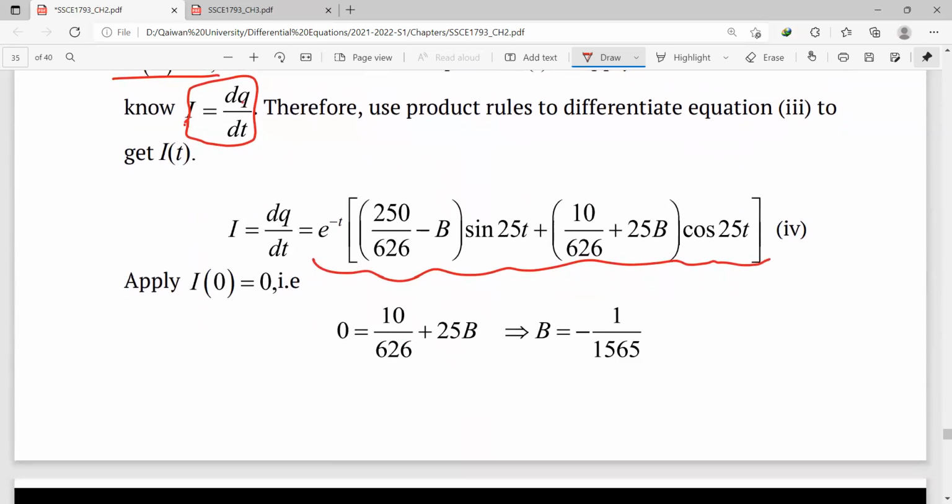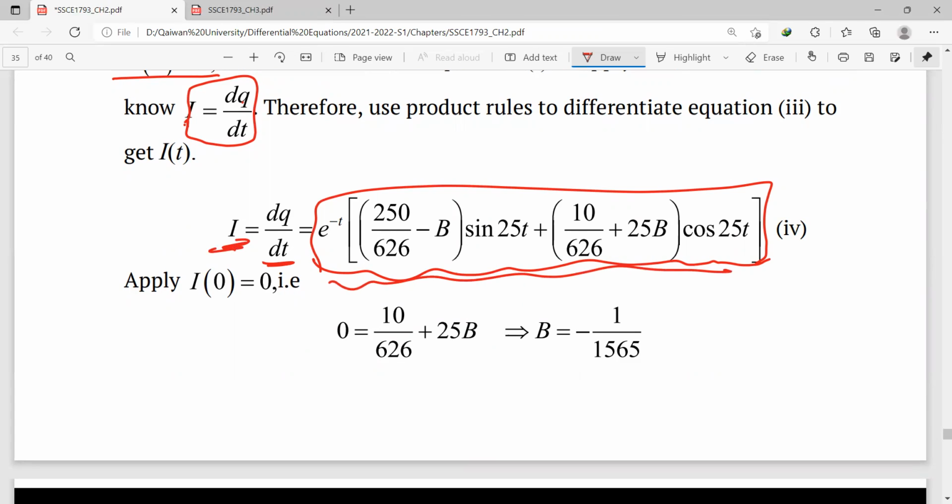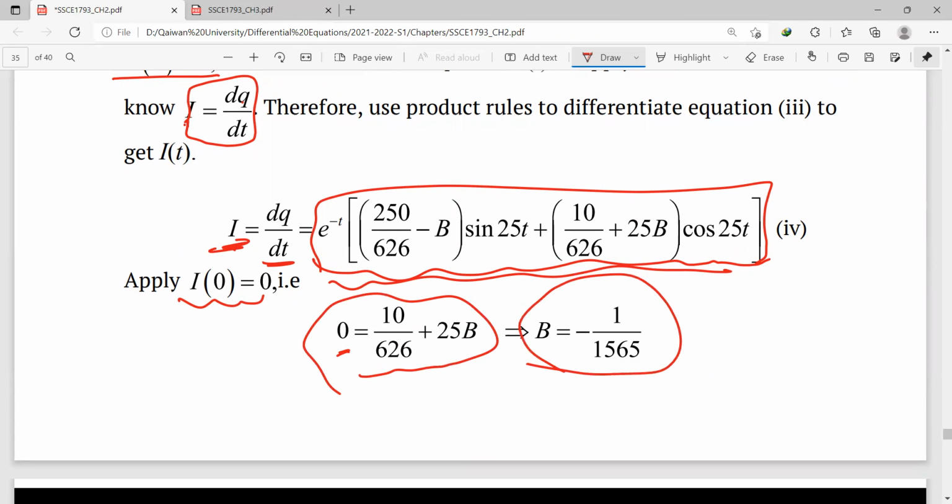So now I, the derivative of Q, is this. Look, we first found the solution for Q. And to get I, there's a relation between I and Q. We say I is the derivative of Q. If we take the derivative of the solution, we get I. That means I of 0 equals 0. So you replace t by 0 and I by 0. We get 0 equals this. And so B is minus 1 over 1,565. This is the value of B.